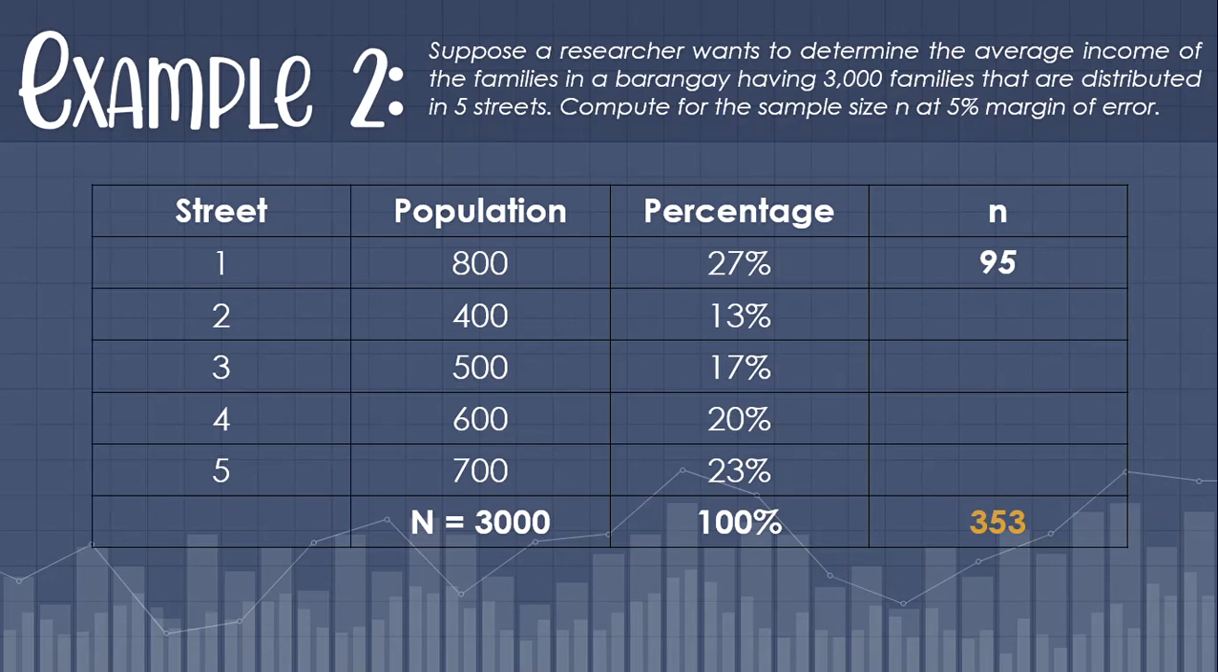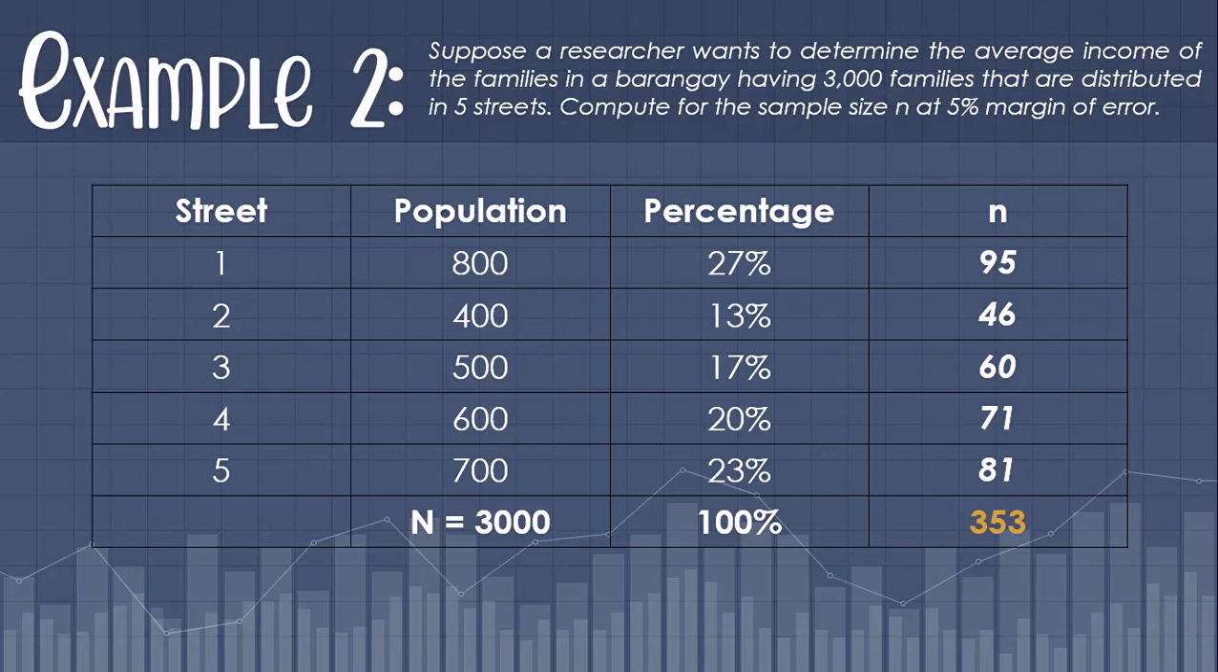Next, we have 0.13 times 353, that is equal to 46. Next, 0.17 times 353 for street 3, we have 60. For street 4, we have 0.20 times 353, that is equal to 71. And lastly, for street 5, we have 0.23 times 353, that is equal to 81.